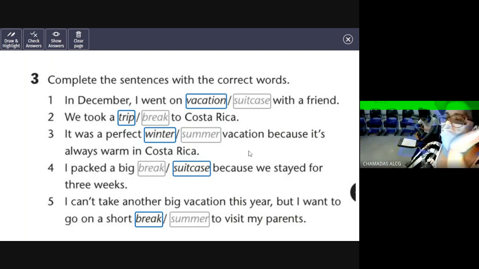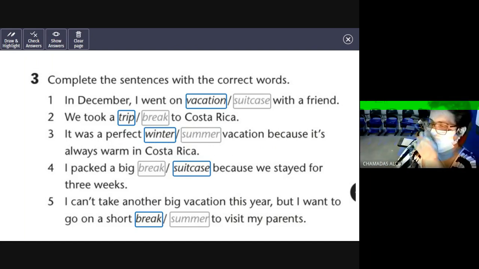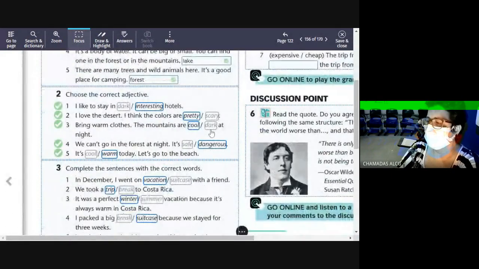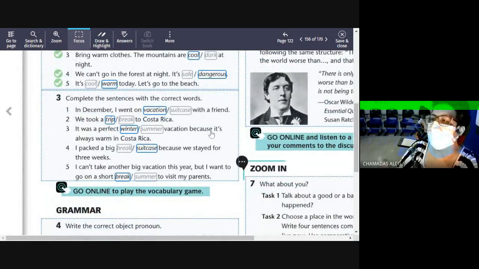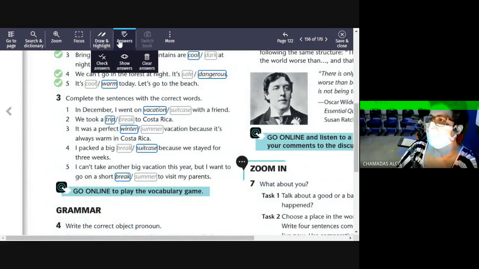Okay, so then I understand. So winter vacation in Costa Rica. Okay, all right, I understand. Let's do it. Okay, but I don't really agree. Okay, guys.